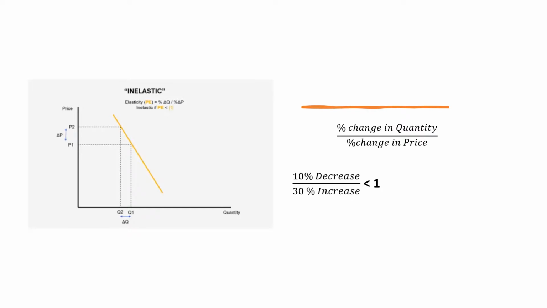The reason for this is that products that have an inelastic demand have very few substitutes. And the percentage change in quantity divided by the percentage change in price is less than 1. For example, we can see here that a 30% increase in price will lead to a 10% decrease in quantity demanded.